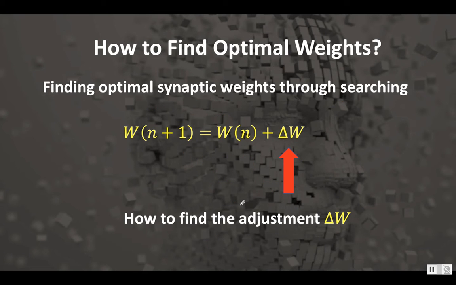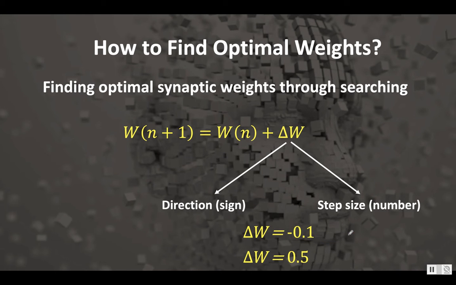So now the problem becomes: how can we find the adjustment delta W? Because here we know the updated weight equals the current weight plus the adjustment. Now the problem becomes how to find the adjustment. About the adjustment, there are two factors that determine it. One is the direction, which could be the sign. Another is the number, or the step size. If we know these two factors, we can find the delta W.